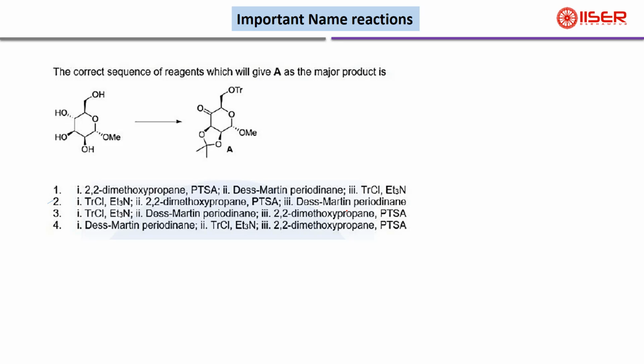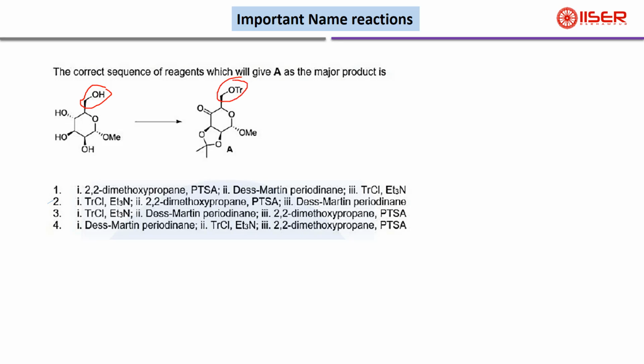Because suppose you are adding a functional group in the first step and you are performing a reaction in the second step where that functional group itself will react, then that will not be good for your reaction. So in the 4 options, all the reagents are the same, but the sequences are different. So let's try. Let's first determine the changes. Here the OH group is converted to an OTr.